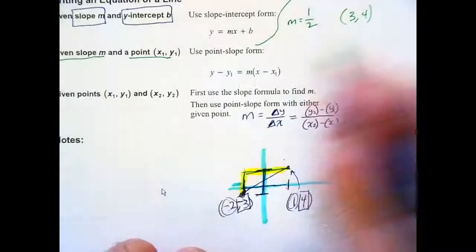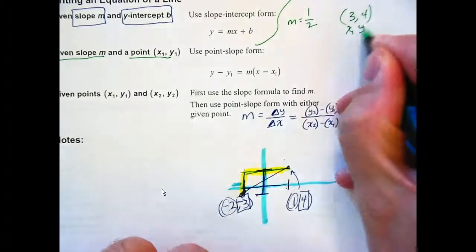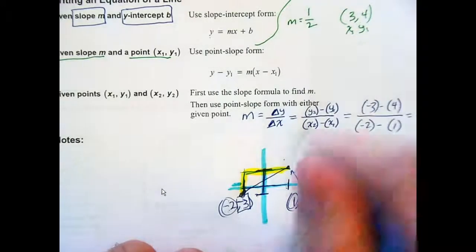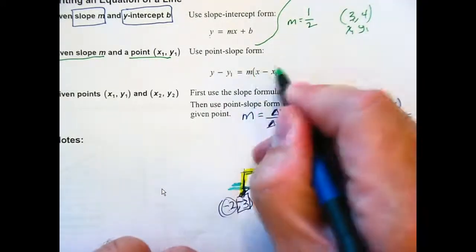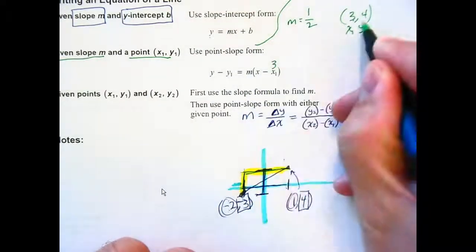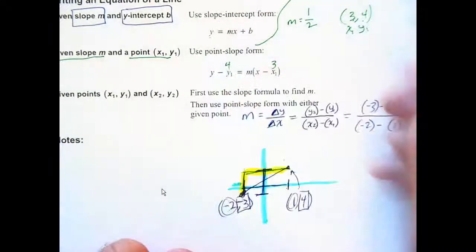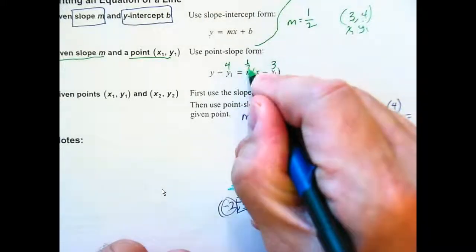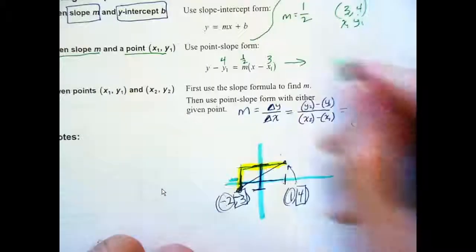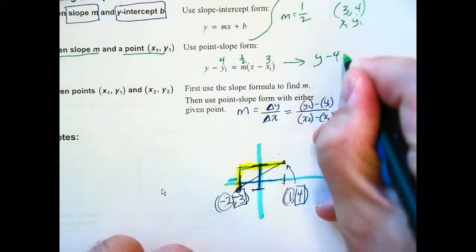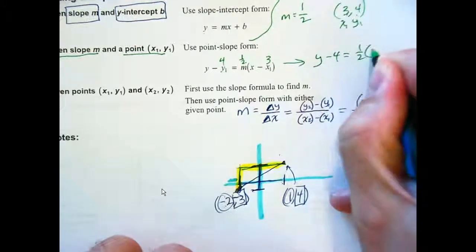What you could do is say, okay, that's x1 and that's y1, and this is my slope. So I'm going to replace x1 in my equation with 3, y1 with 4, and m with my slope. So that equation now reads as y minus 4 is equal to 1/2 times the quantity x minus 3.